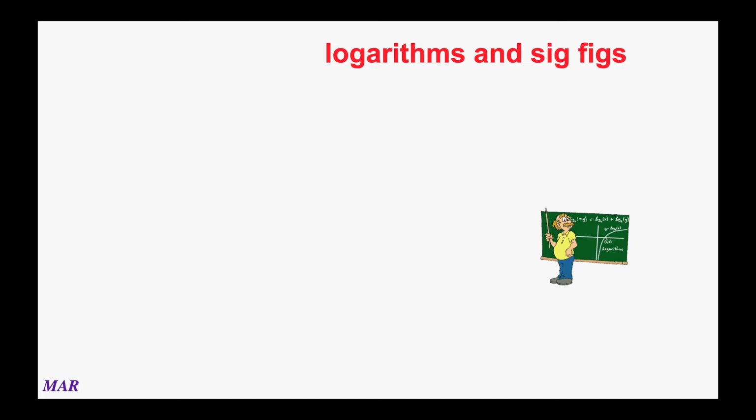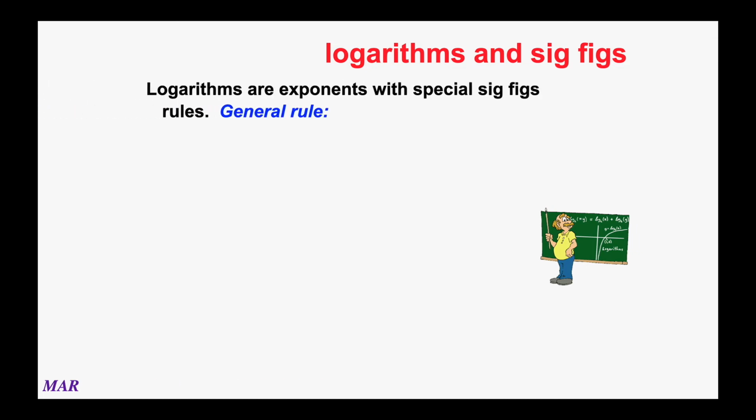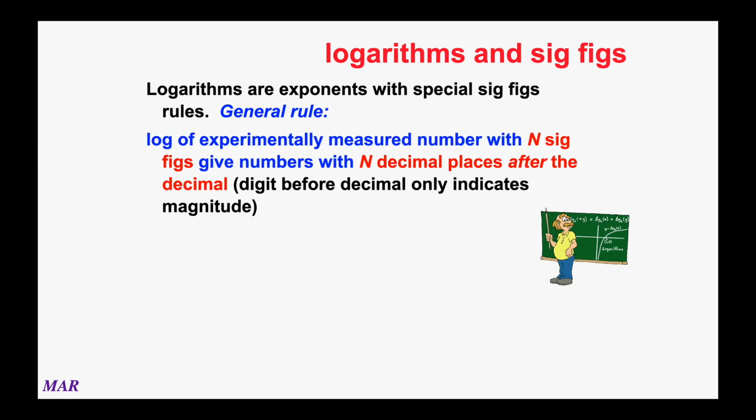Logarithms are a little bit weird. I recognize it, but I also want you to understand where the numbers come from. I'd like you to have an approximate appreciation for how to do this. The more you follow it, of course, the better. So when it comes to significant figures and logarithms, logarithms are really just exponents with special significant figure rules applied. In general, the log of an experimentally measured number with n sig figs gives a number with n decimal places after the decimal, all right?